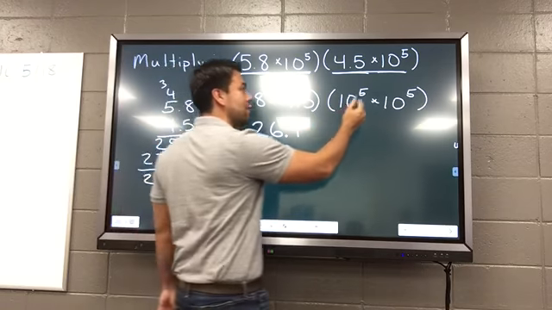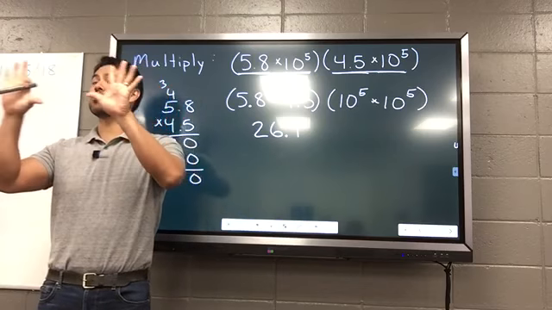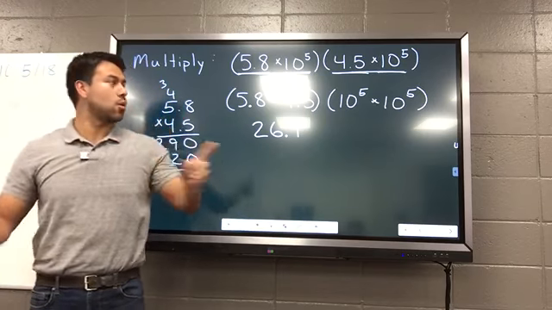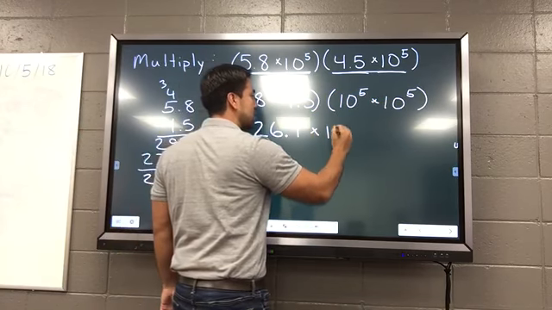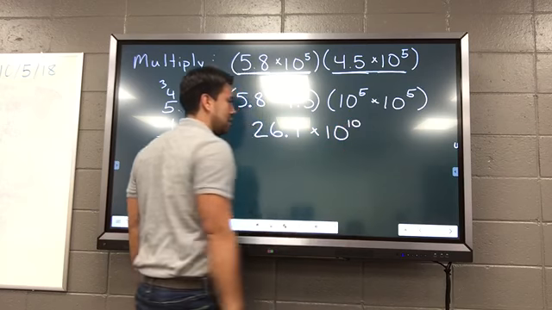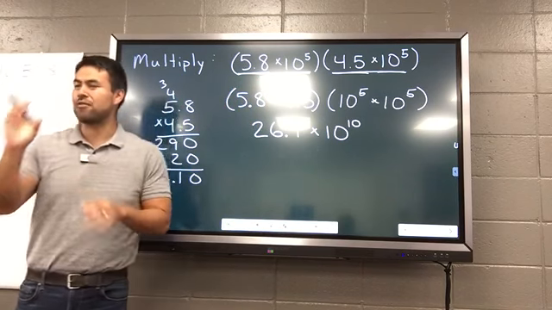Okay, but 10 to the 5th times 10 to the 5th. Are we multiplying two numbers with the same base? Yes. What do we do with those exponents? So you get times 10 to the 10th. Good. But there's something about my answer that's just a little bit off.